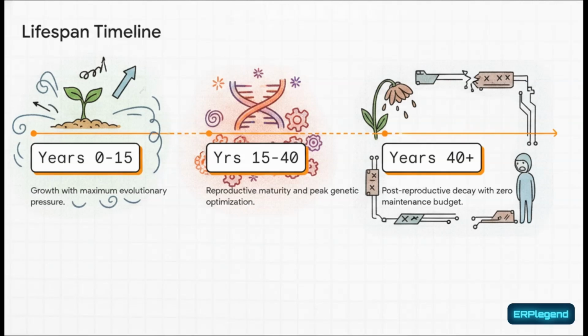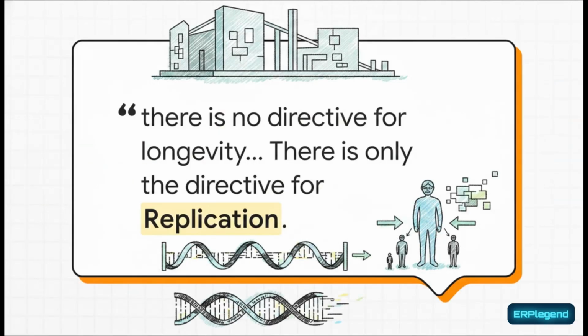But look at what happens after 40. The post-reproductive phase. Evolutionary optimization suddenly just stops caring entirely. There's literally zero maintenance budget because, from a strictly computational perspective, you've already completed the main loop. Let the cold, unfeeling logic of this realization sink in for a second. The source text says it best.